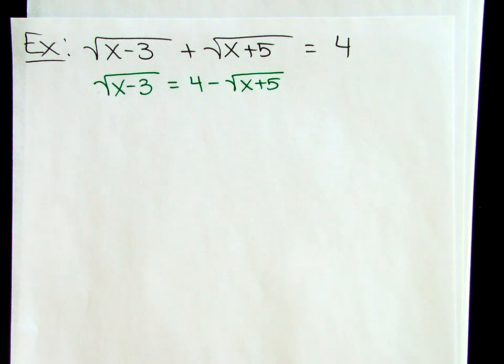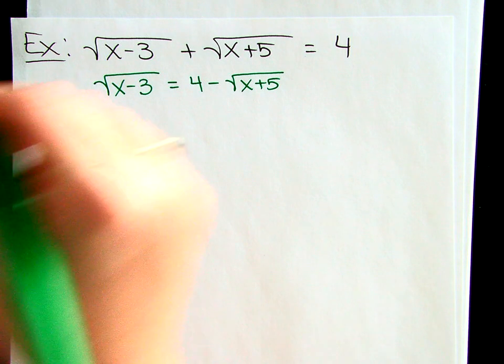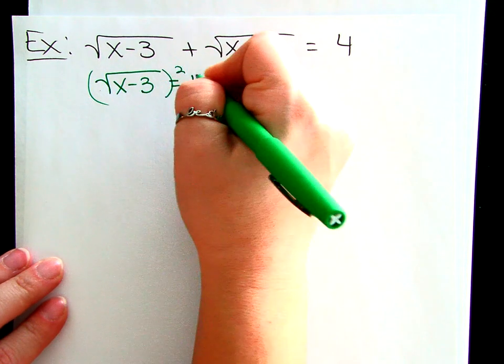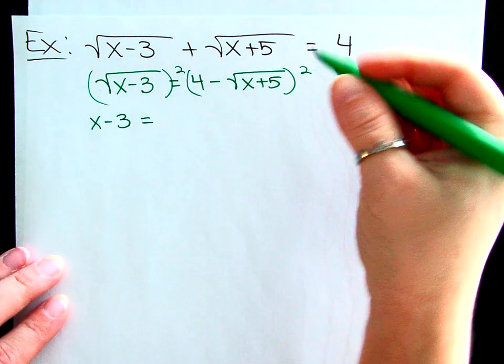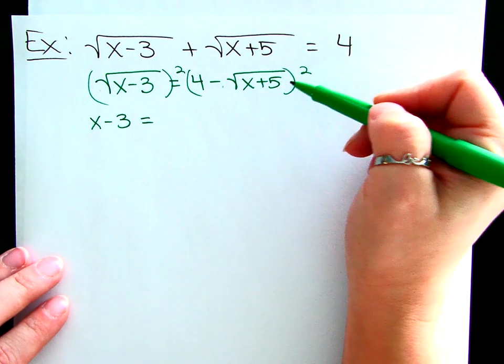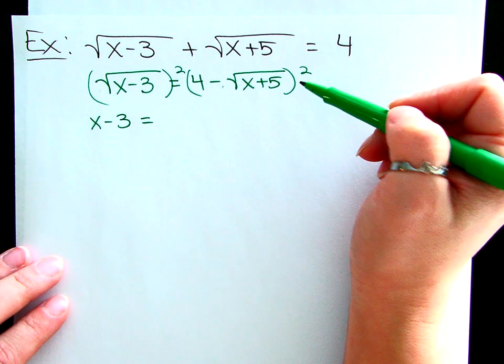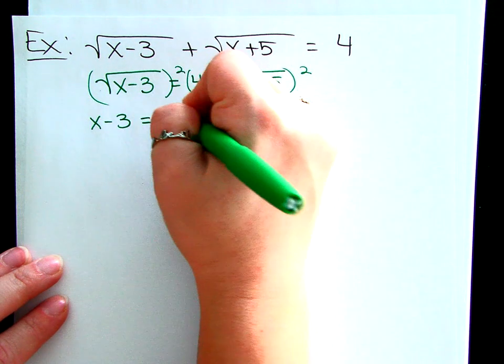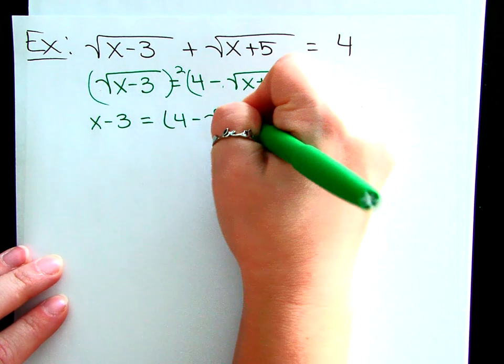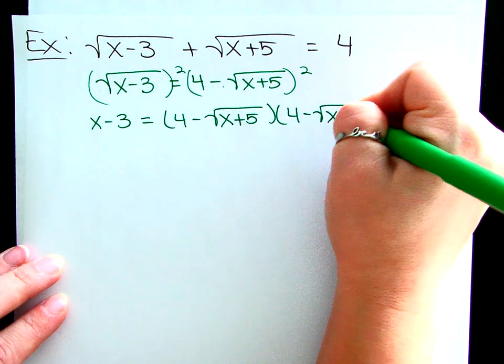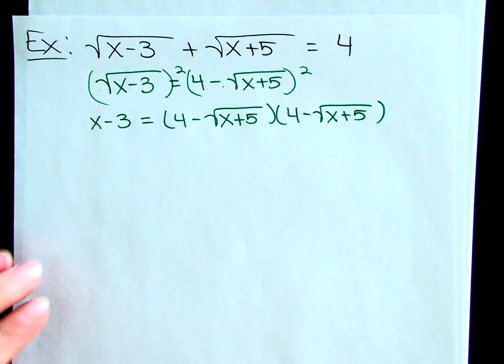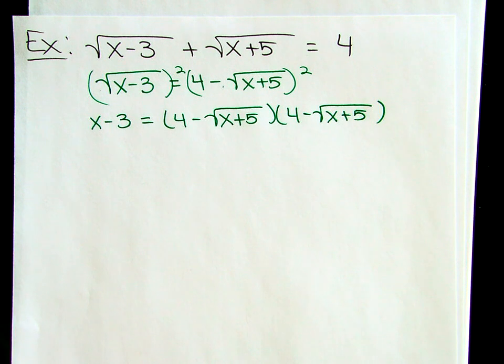So I'm going to go ahead and square it. And this is where you have to be careful and don't do magic math. Just like on the last one, I can't just say, okay, well, this is 16 minus x plus 5. That's not how this works. What this is saying is I have 4 minus the square root of x plus 5 times 4 minus the square root of x plus 5. We got to FOIL that bad boy. There's no shortcut when it comes to this.